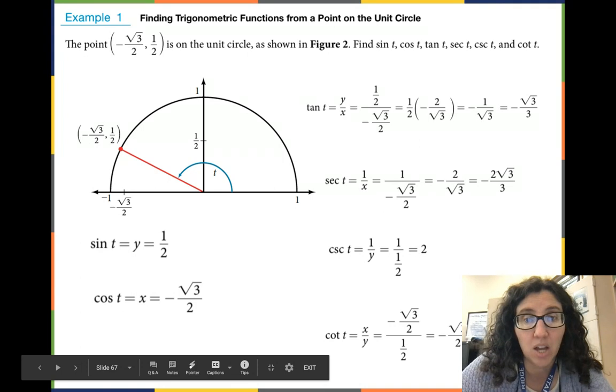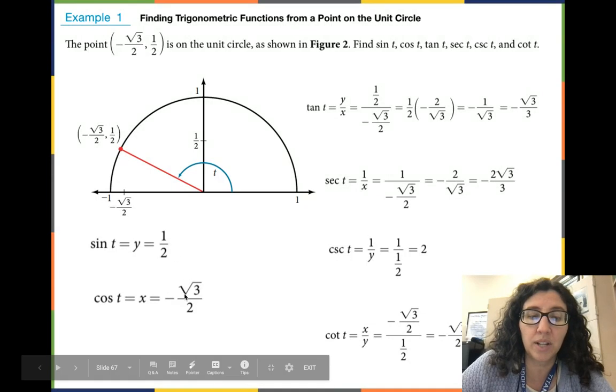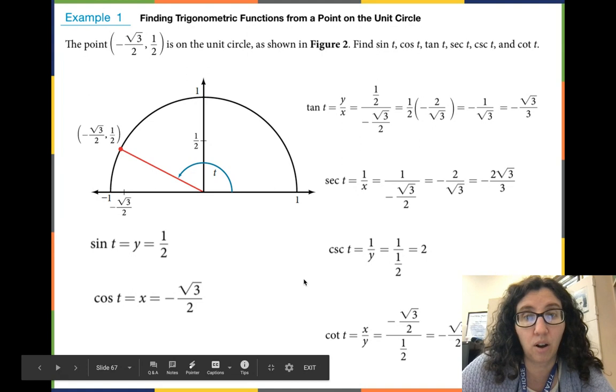Okay? So nothing too fancy going on here, right? We just have our x and y values. We can read the sine and cosine off of those, and then we can use these different ratios to calculate our other four trig functions.